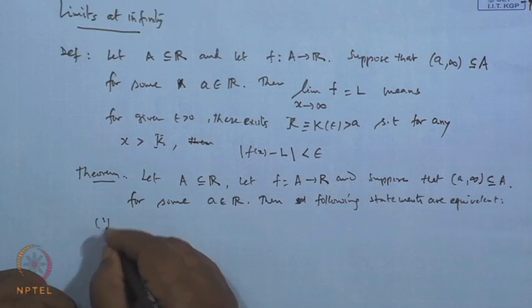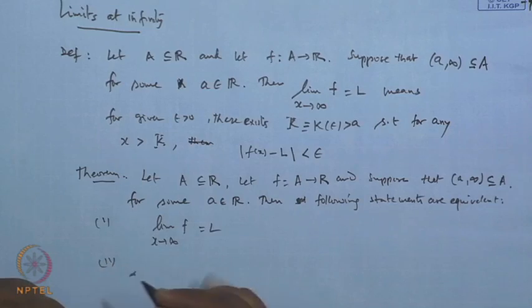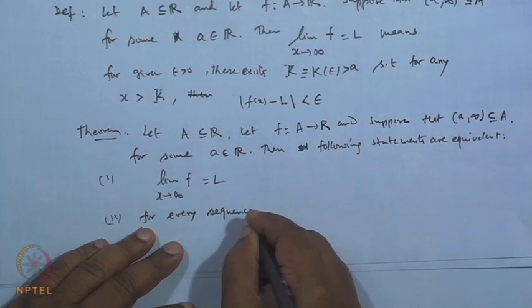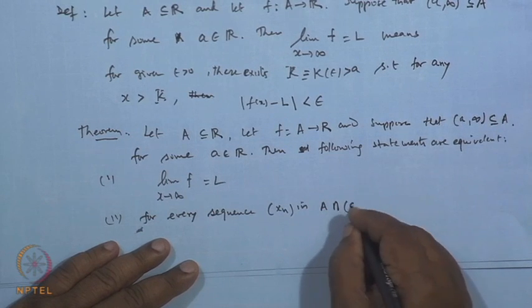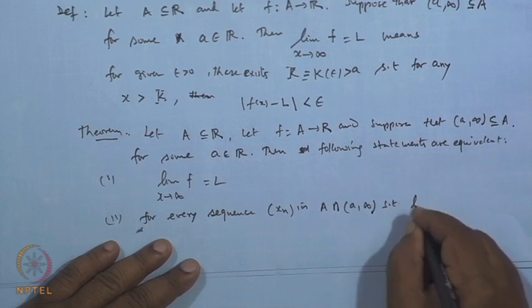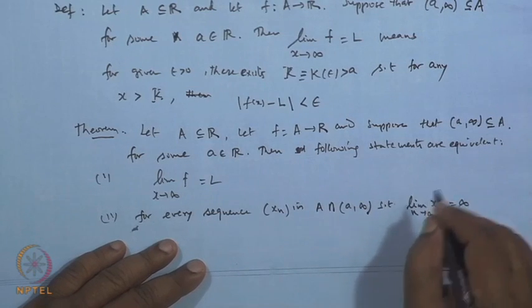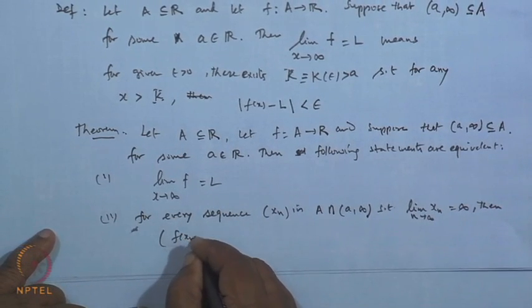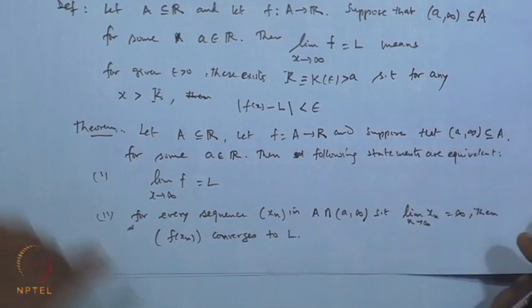The first statement says the limit of this function f when x tends to infinity is L, and the second statement says that for every sequence x n in A intersection (a, infinity) such that the limit of x n as n tends to infinity is infinity, then the sequence f of x n converges to L. So, this is the equivalent definition in terms of sequences.